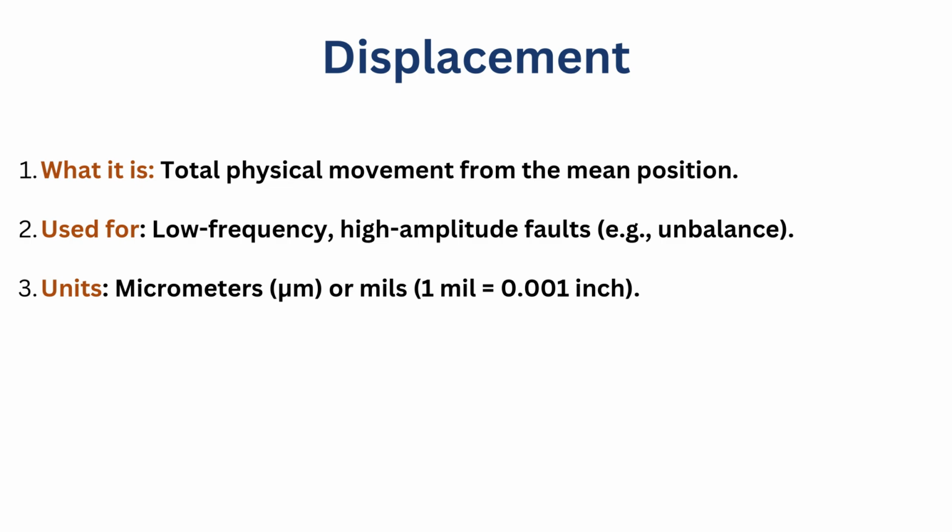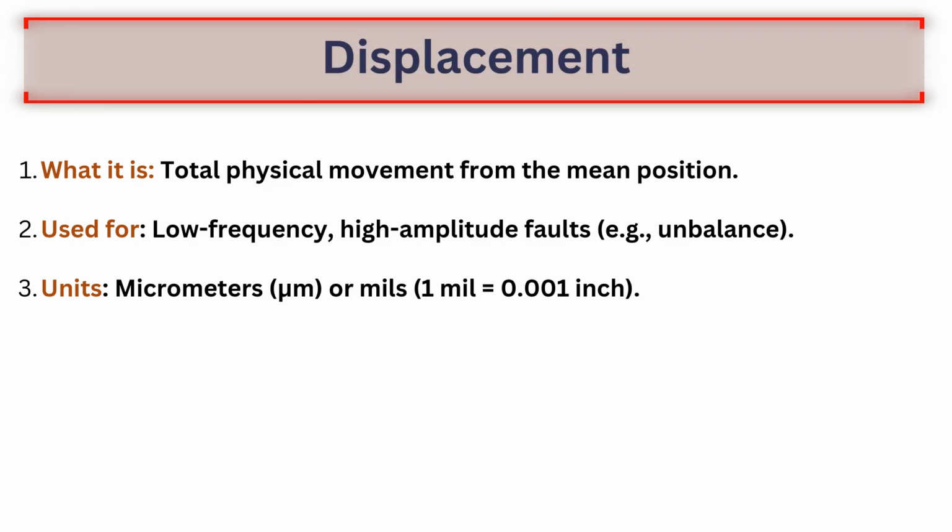So these are the three parameters that are extremely important, because they define the vibration in different ways depending on the machine speed and fault type. So let's understand them one by one. Okay, first we will go with the displacement.